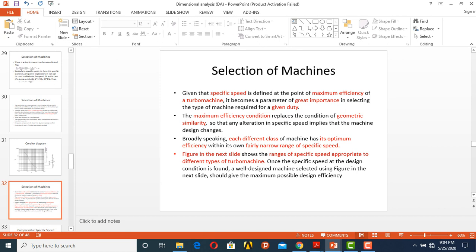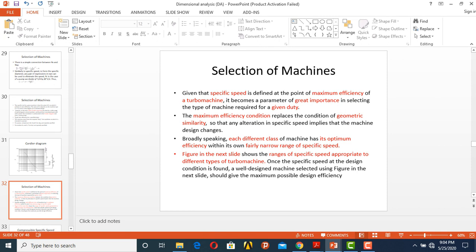So in the quest to come up with a specific speed, you see a situation where the maximum efficiency condition becomes more important, so that it replaces the condition of geometric similarity. Geometric similarity implies the shape and sizes of the machine. We are more interested in the efficiency, not the sizes. So the sizes may differ a little, but as long as the machine is working at high efficiency, then we can get that machine.